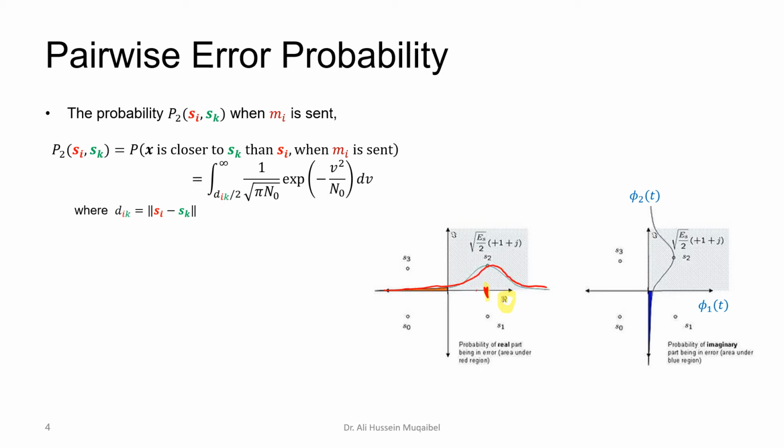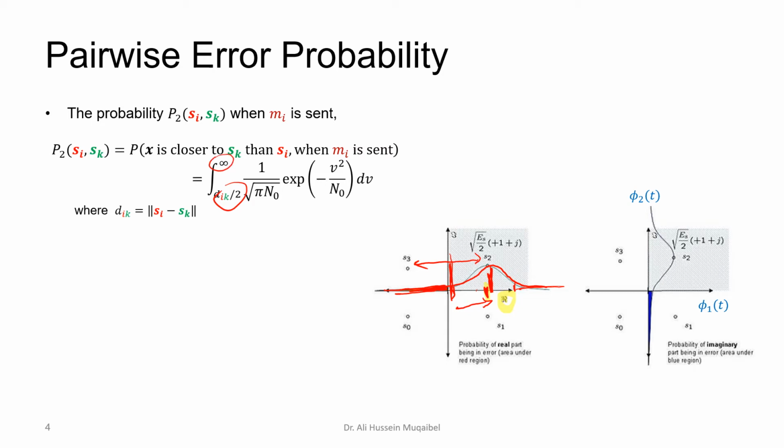So when are we going to commit an error? If we cover this region. Although this is shifted, we can think of this entire thing as the distance between the two, and this is the middle region. So this is DIK divided by 2. Because this is symmetric, you can take either part. So from the middle to this point we have DIK over 2, and then of course we integrate up to infinity. This is the Gaussian PDF.